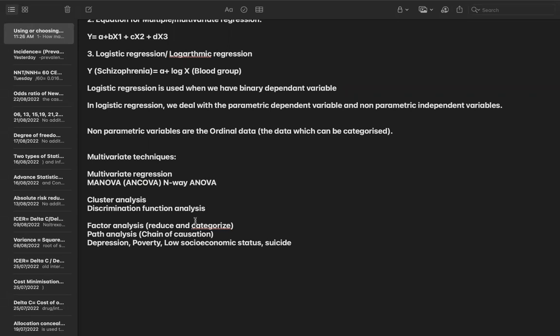Then we have other techniques, for example, cluster analysis and discriminant function analysis. A few of the techniques are very important as far as the exam is concerned. Path analysis is basically the chain of causation. For example, we have a question regarding path analysis in our high yield bank: depression is causing poverty, causing low socioeconomic status, and this is leading to suicide. So we can say that depression leads to suicide, but there are other factors as well. This is a chain of causation, called path analysis.